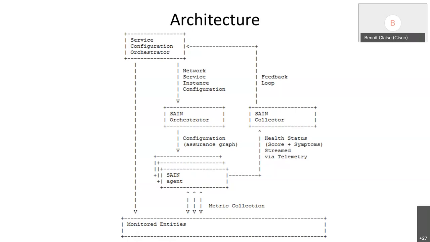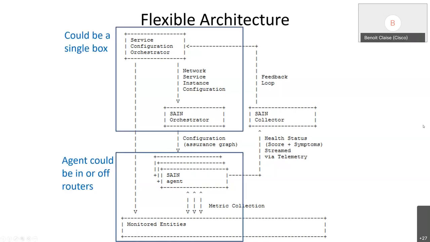And the value of this is that it's all model based, both the config and telemetry, so we're comparing apples to apples. In the next slides, I want to show that it's flexible in terms of components. We could have the same agent in routers or switches, and we could have the orchestrator and the same orchestrator both in a single box.